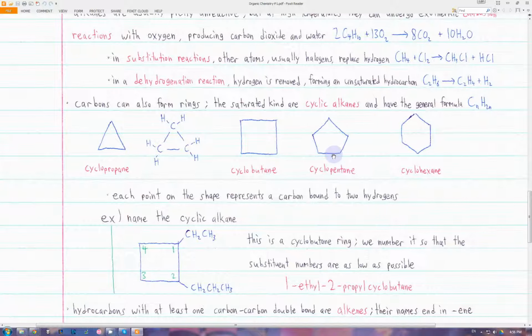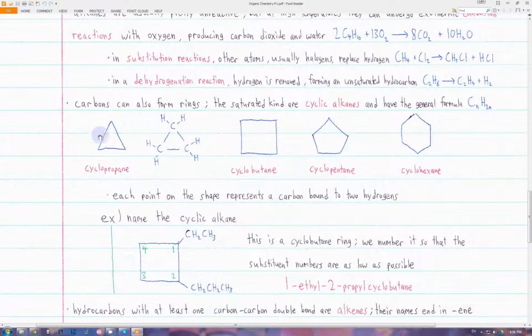So, in addition to long chains, carbon can also bond with itself to form rings. And if these hydrocarbon rings are saturated, then we call them cyclic alkanes. And the general formula for them is, if we have N carbons, then we have 2N hydrogens. So we represent these cyclic alkanes with shapes.